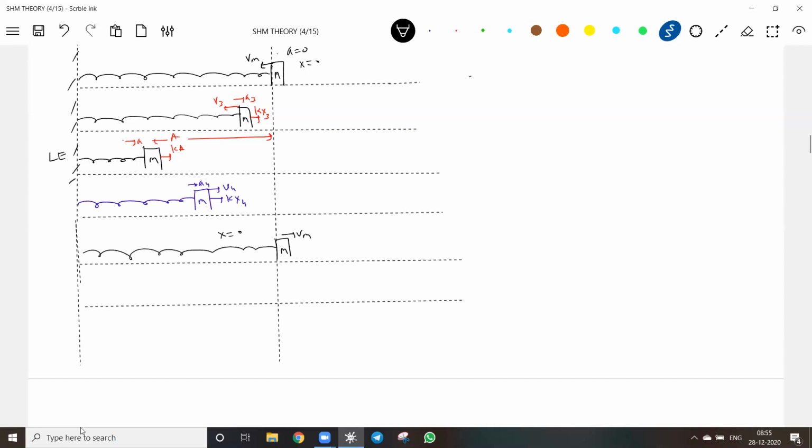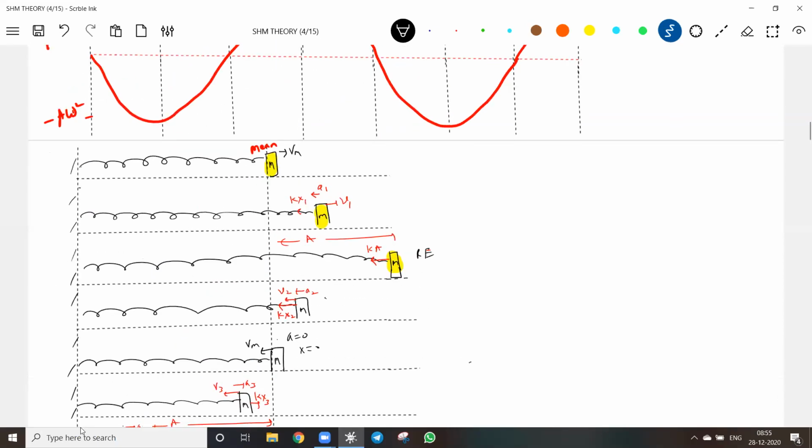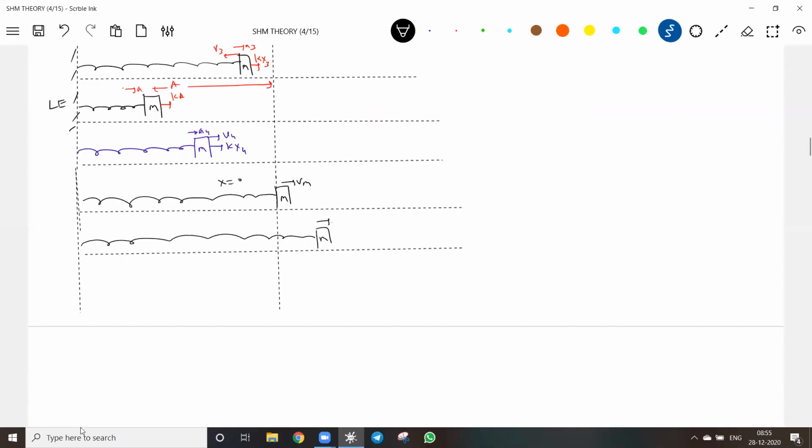Okay, again, the mean position. Again, the block will continue its motion. Further, again, same thing. What was the V1 we took, no? I'll show the complete description. Now, what is the state of this block? Instantaneous rest. Shall I write IR? What do you mean by IR? Instantaneous rest.